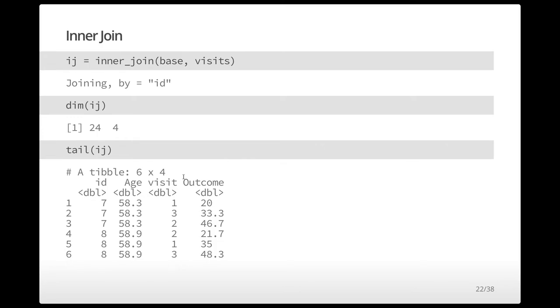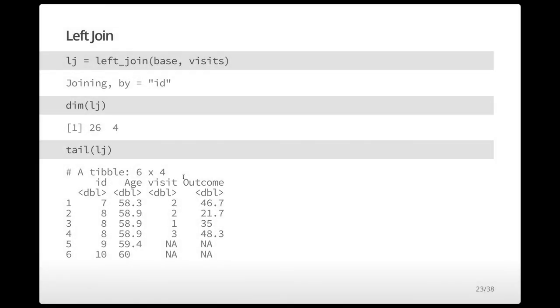So here, we have 24 records and 4 observations. If we look at the data set of the inner join, we see records 9 and 10 are gone, right, because they were only in baseline. Record 11's gone because it was only in visits. Pretty much only in the inner join, only things that match up are contained.